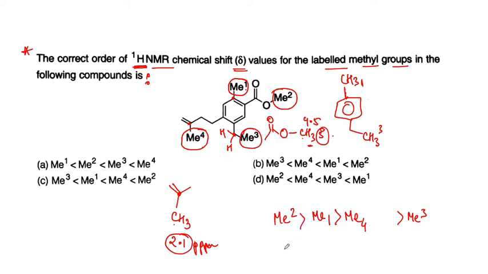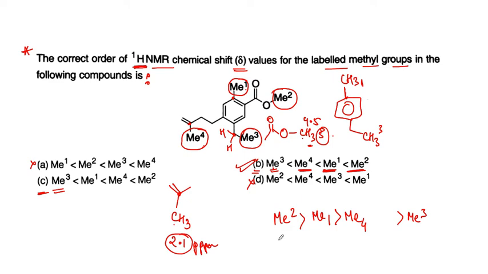So our order must be something like this, that Me2 must be the maximum de-shielded. So it cannot be D, it cannot be option A, it must be something around C and B. Let's check. Who is going to be the least one? Me3. So here also it is Me3, here also it is Me3. After Me3 it must be Me4. So the answer is over here. This is our correct answer, option number B.